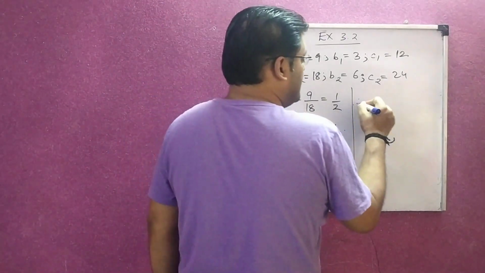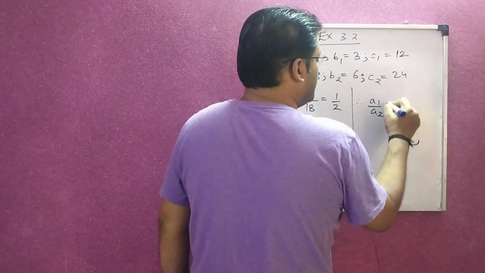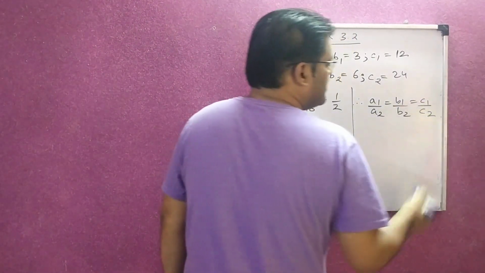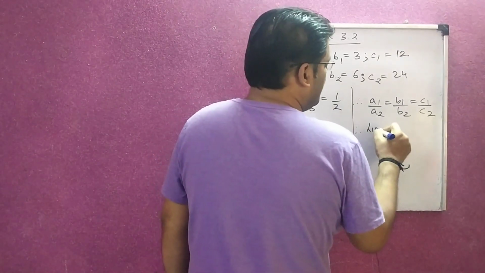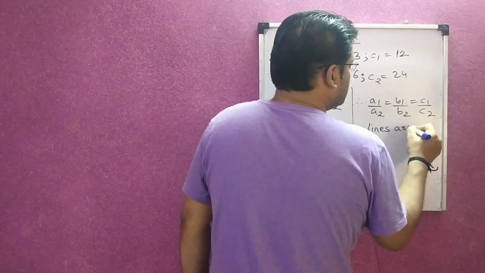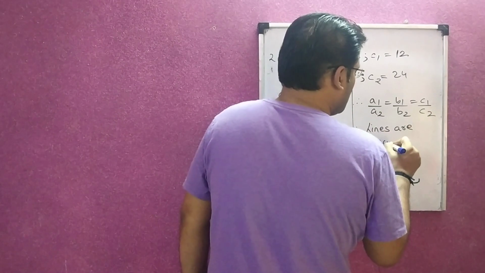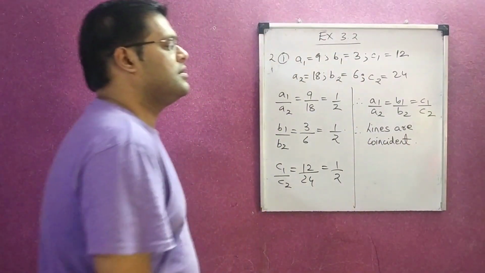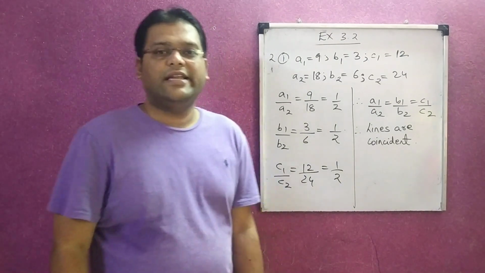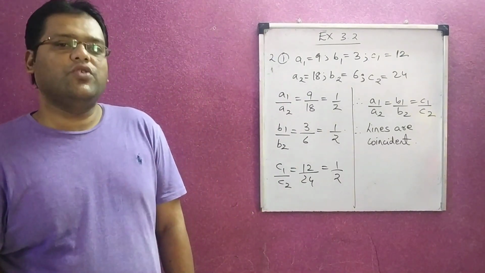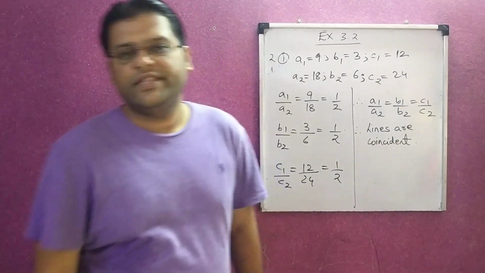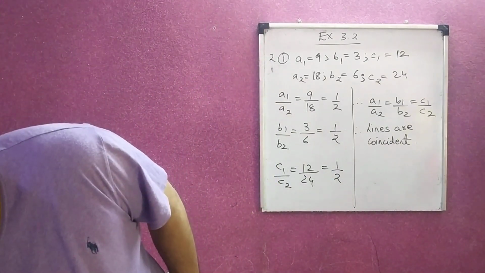Therefore we find that A1 upon A2 is equal to B1 upon B2 is equal to C1 upon C2. Therefore, lines are coincident. That is a condition for lines being coincident. So once again, please take down this much and then we can proceed to question 3.